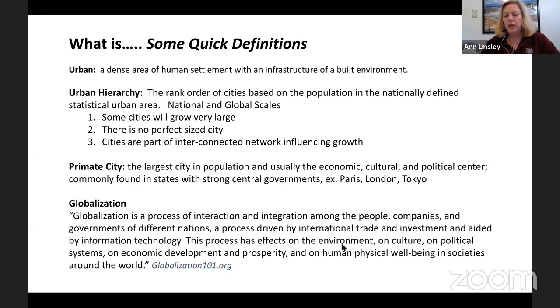Some things we have to keep in mind here is that it's a system of cities where some will grow very large, but there is no perfect size of a city. And these cities are all functioning as part of an interconnected network, which creates further growth, shifts growth, moves businesses around, and moves market areas around because of their relationships.